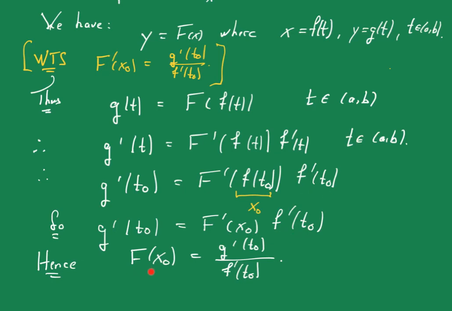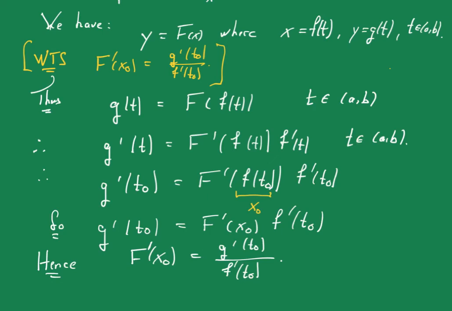Now, solve for capital F prime. Solving for capital F prime of x naught, we have capital F prime of x naught is g prime of t naught divided by little f prime of t naught. All right? Well, that's what we wanted to show. We wanted to show that capital F prime of x naught, the slope of the tangent line to our curve at x naught, was g prime of t naught over f prime of t naught, and that is what we've done. And so we've established the statement we wanted to establish.